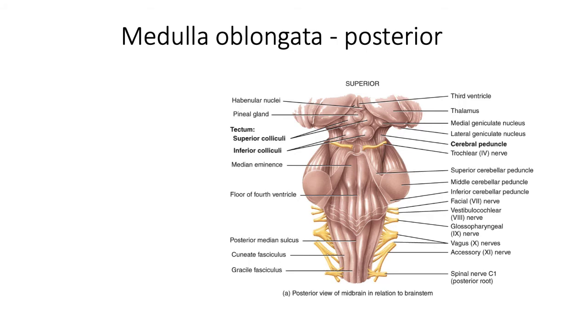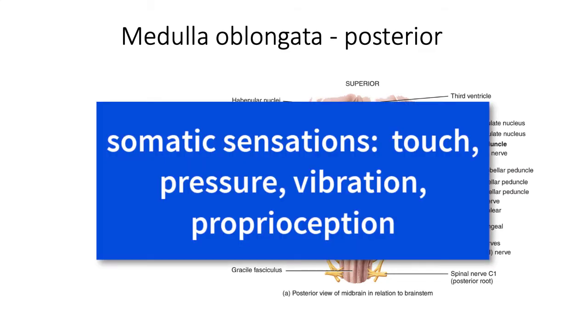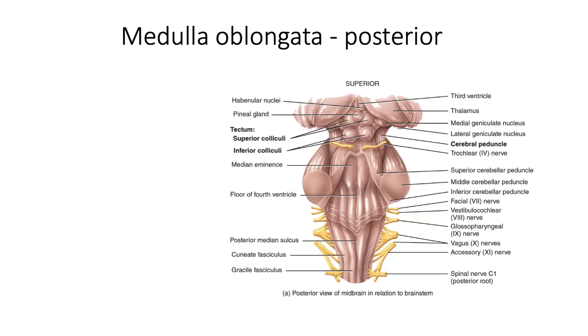The descending motor tracts are on the anterior side, but on the posterior side of the medulla, there are ascending sensory tracts that are bringing somatosensory information from the body. Remember that somatic sensations are touch, pressure, vibration, and proprioception. There are two ascending tracts on either side of the midline, and they are called the fasciculi.